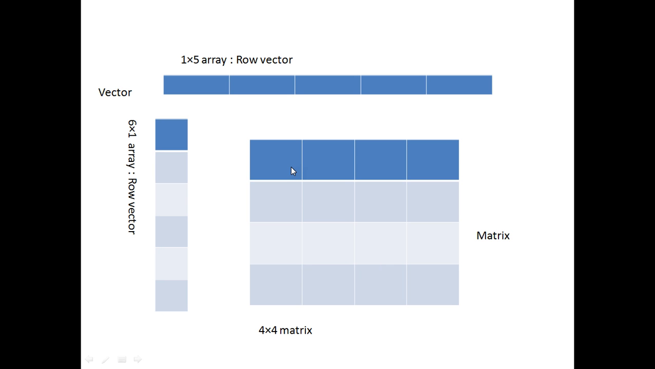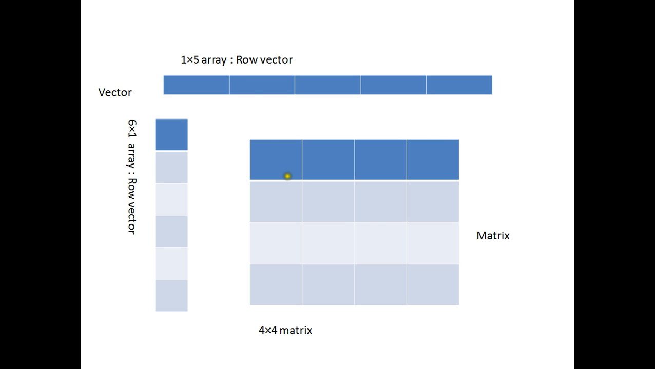Okay, so we'll see that arrays can be classified into two things: number one, vector, and number two, matrix. So what is a vector and what is a matrix? A vector is a one-dimensional array. That means it can be a row or a column. For example, it has only one row but five columns, 1, 2, 3, 4, 5 columns. So it is a row vector. At the same time, we have 6 rows and 1 column, so it is a column vector. One-dimensional arrays are called vectors. Two or more dimensional arrays are called matrices.